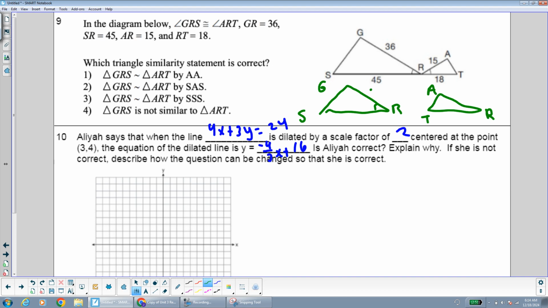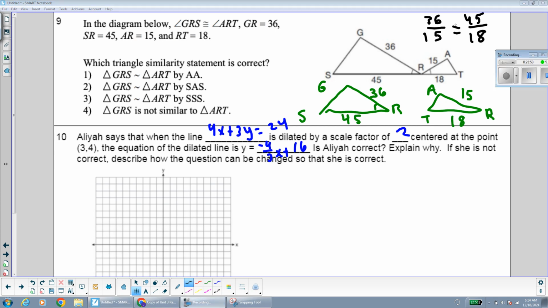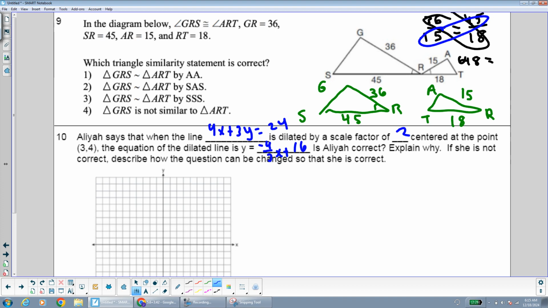So GR is 36, SR is 45, AR is 15, 18. It's just helpful for me to redraw it in this question. So I'm going to do 36 over 15. Those correspond, 45 over 18. I'm going to take a moment and cross multiply. 36 times 18 is 648. 15 times 45 is 675. These are not similar. The sides are not proportional.